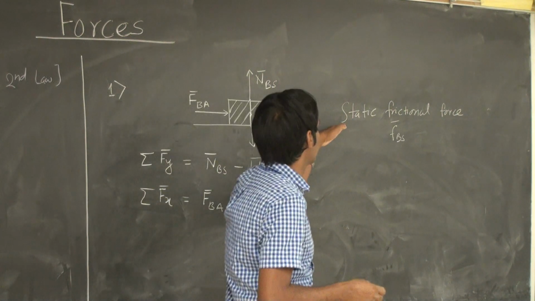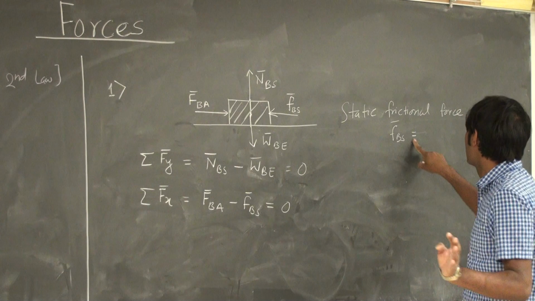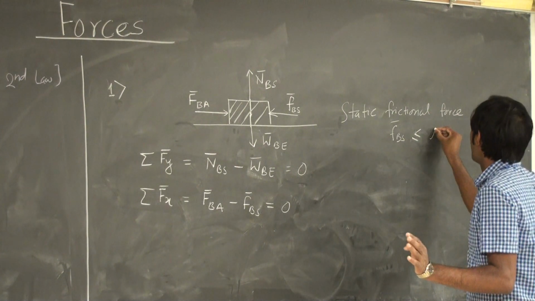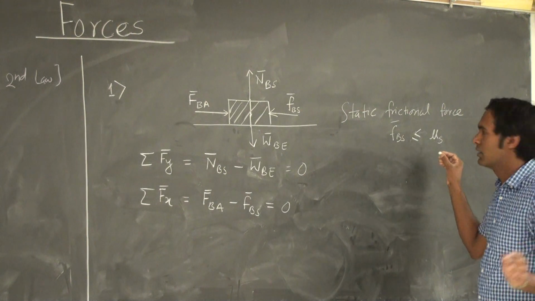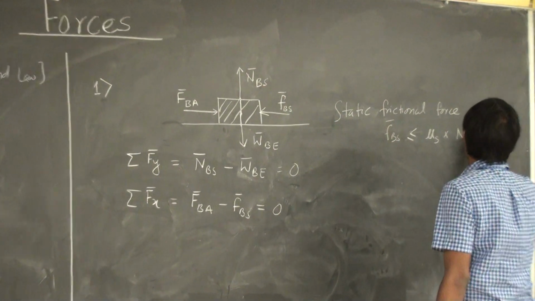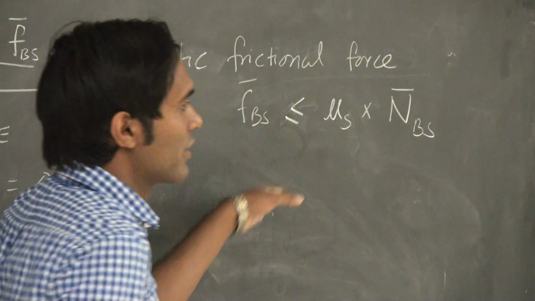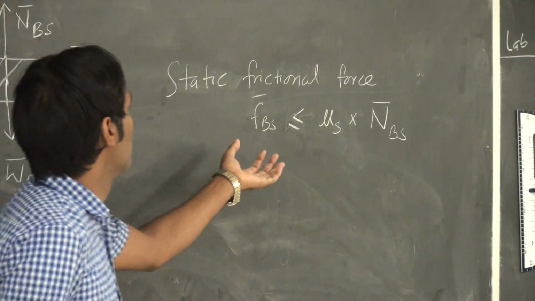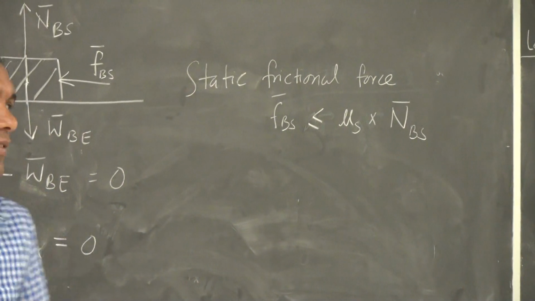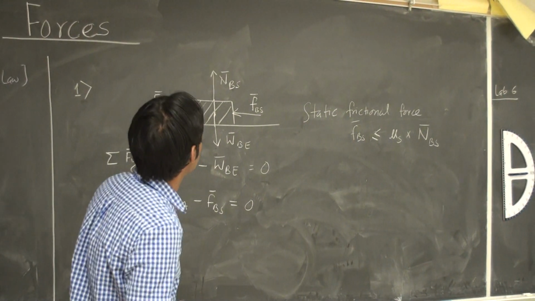So the static frictional force is given by the inequality: it is less than or equal to the coefficient of static friction times the normal force. So to find the coefficient of friction, you should consider the frictional force and the normal force. That will give you the coefficient of static friction. So we'll discuss kinetic friction in the next example.